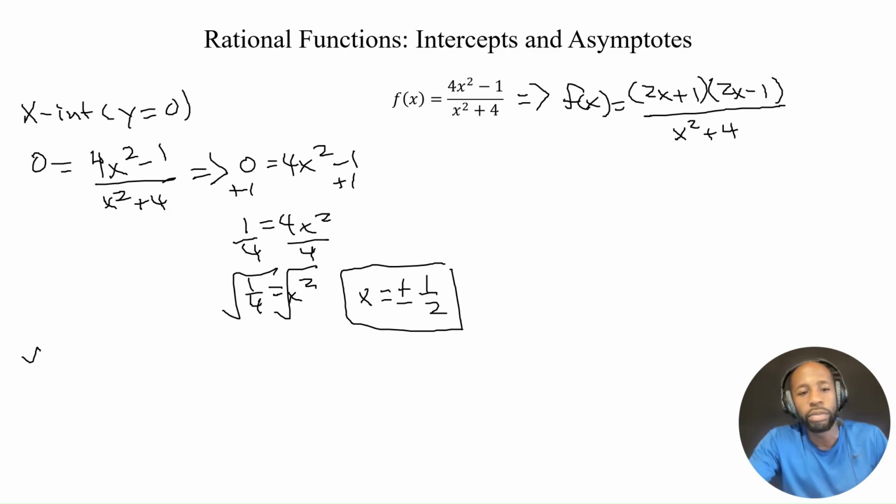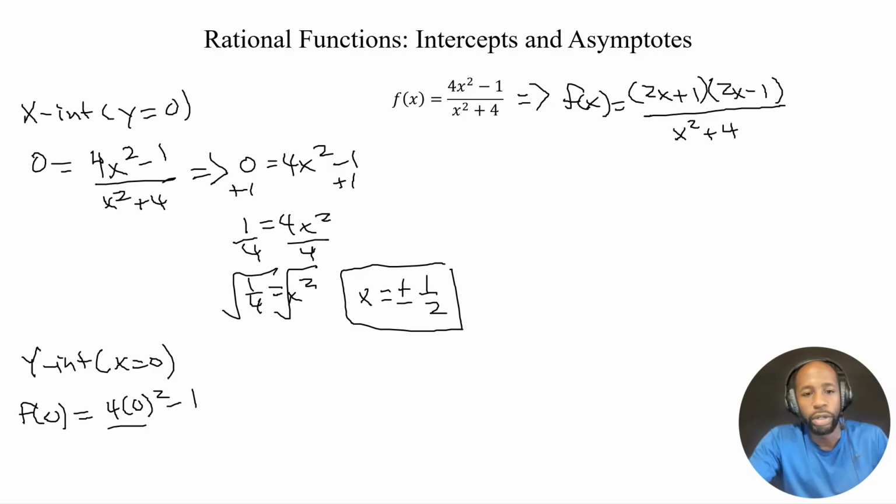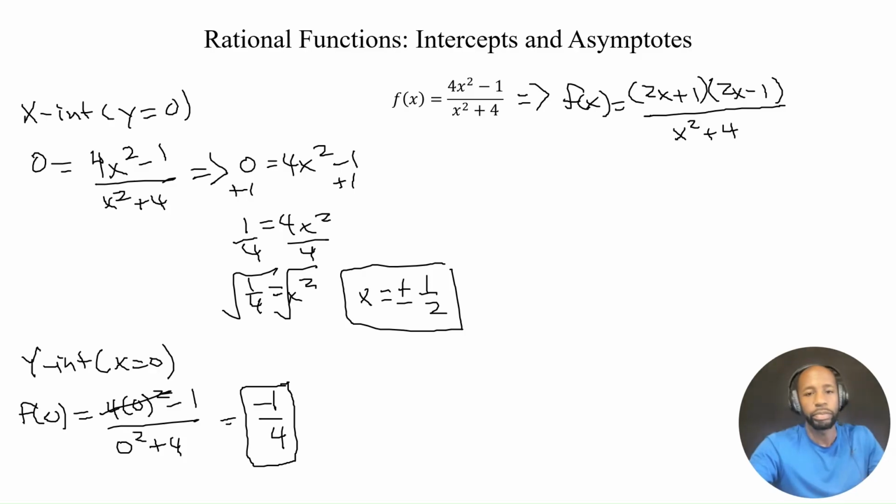Okay, y-intercept. Remember, that's where x is equal to 0. So we're going to sub in a 0 everywhere that we see an x. So f of 0 equals 4 times 0 squared minus 1 over 0 squared plus 4. This goes away, so you end up having negative 1 over 4. So y equals negative 1 over 4. That's where the y-intercept is. Okay?